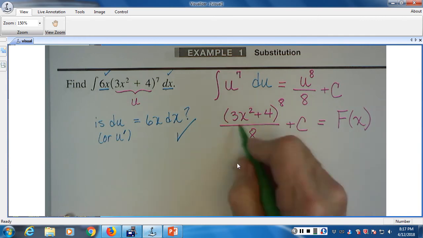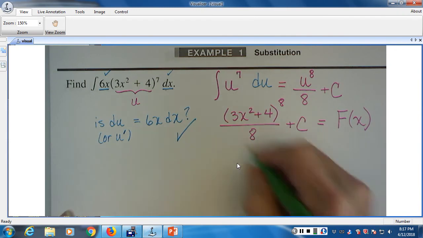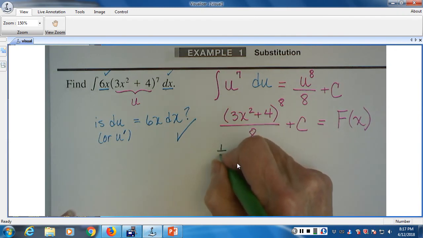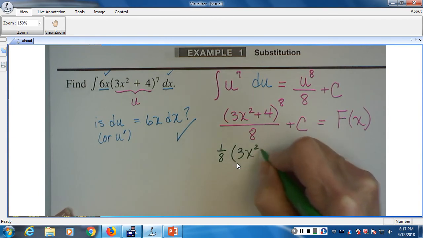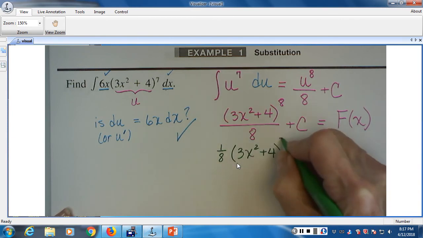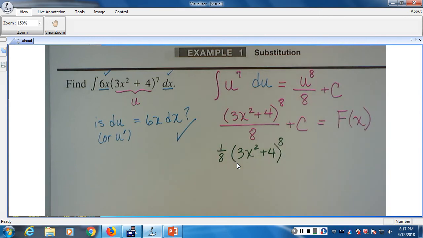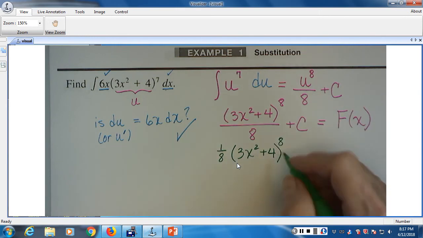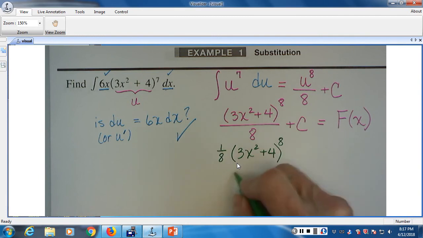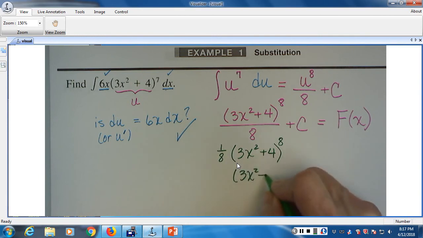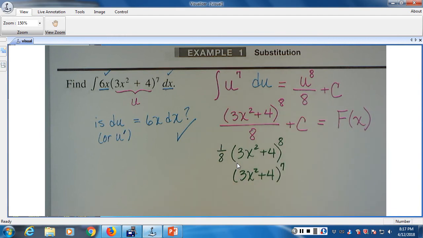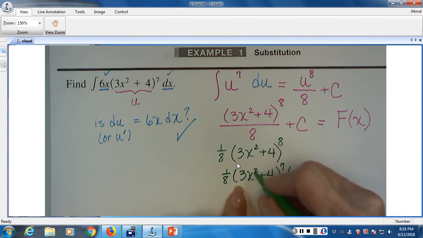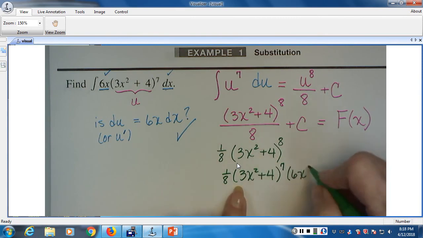So if I take the derivative of this over 8, I could also look at it, that's 1 over 8 times (3x squared plus 4) to the 8th power. And of course the derivative of the constant is going to be 0, so I can forget about it. Then this is going to be (3x squared plus 4) to the 7th power, 1 over 8 still in the front. And then this is going to be 2 times 3 is 6x squared.